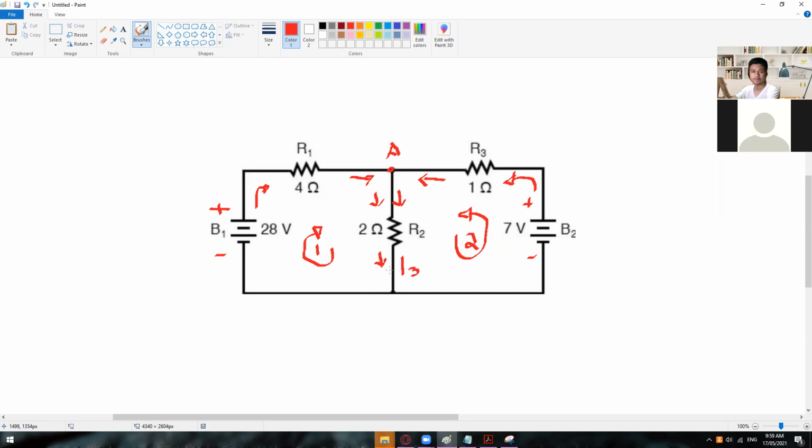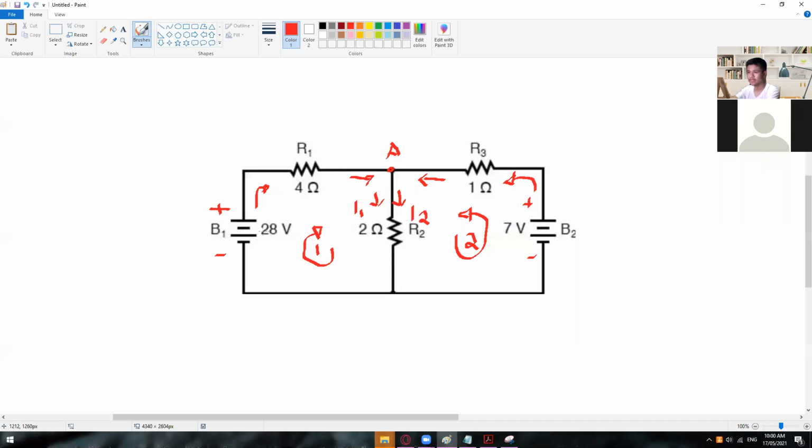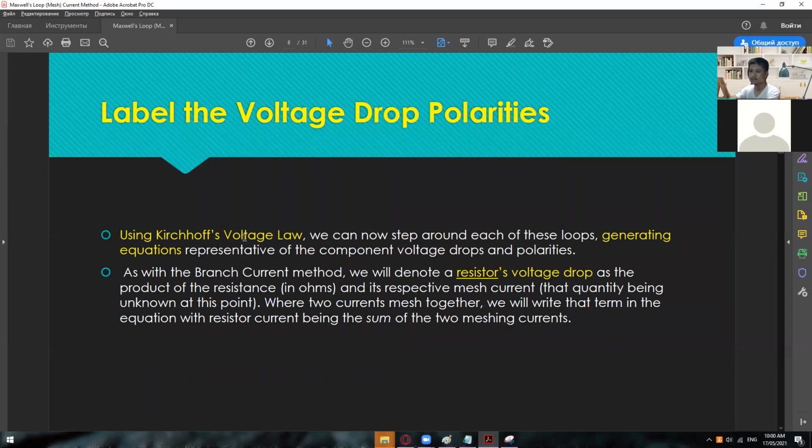Okay, but in here we only have two currents to be exact. I1 and I2 only. So this is your I1 and I2. All right. And the next step is to label all the voltage. So we already have the labels, which is this one, negative, positive, positive, negative, and right here is positive, negative, and positive, negative, positive, negative. So after putting all the labels on your resistors, you can now perform Kirchhoff's voltage law.